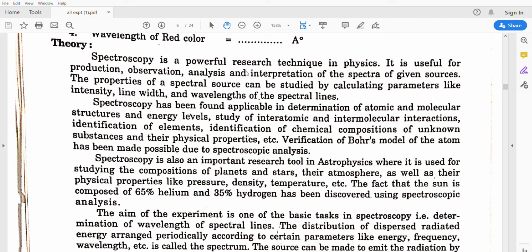In the spectrometer there is a circular scale mounted on 360 degrees, and a small scale is also present, which is said to be the vernier scale. To increase the accuracy, the vernier scale is also calibrated. Here we are using two scales, the main scale and the vernier scale. The main scale is in 360 degrees, and the vernier scale has 30 divisions. So this is the spectrometer arrangement.